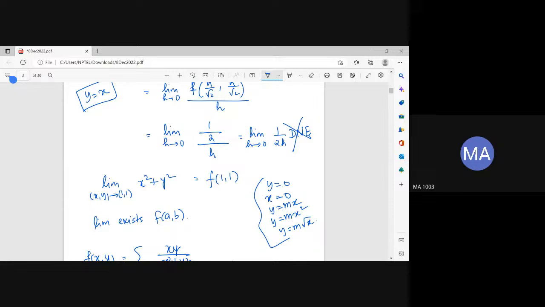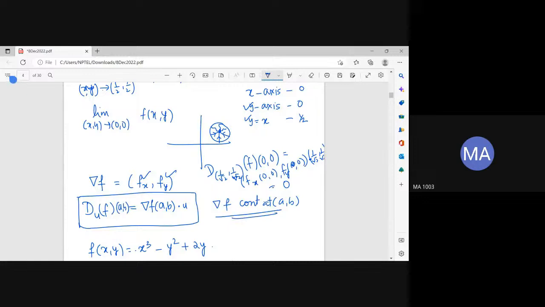The problem is you cannot use this formula at all. You can use it only if the gradient is continuous. It's continuous? Yeah, it is not continuous at 0, 0. So you will get a wrong answer if you use this formula when the gradient is not continuous.